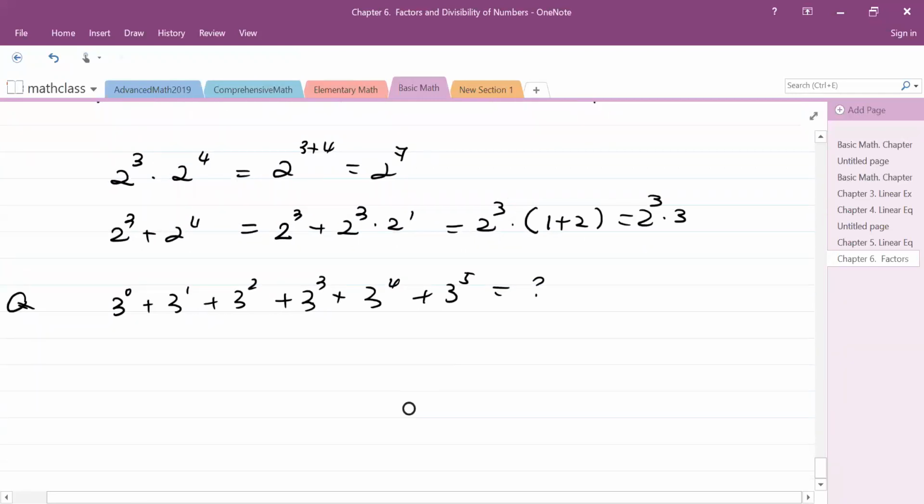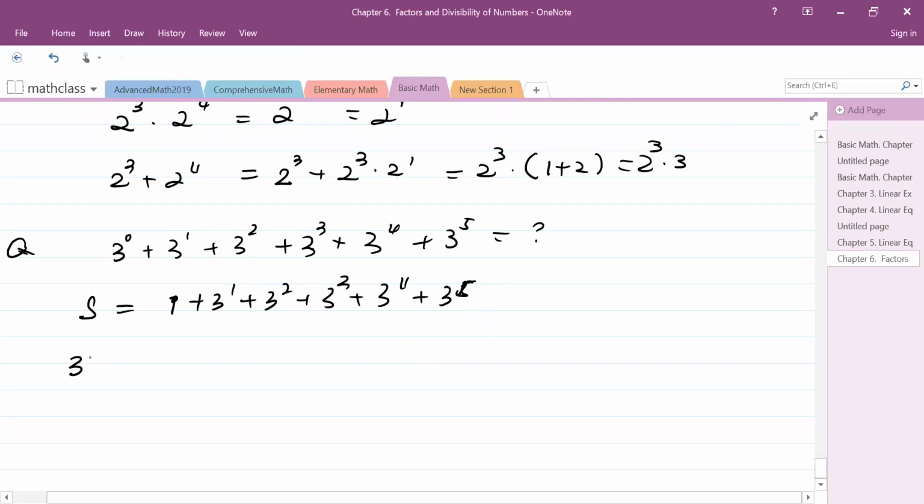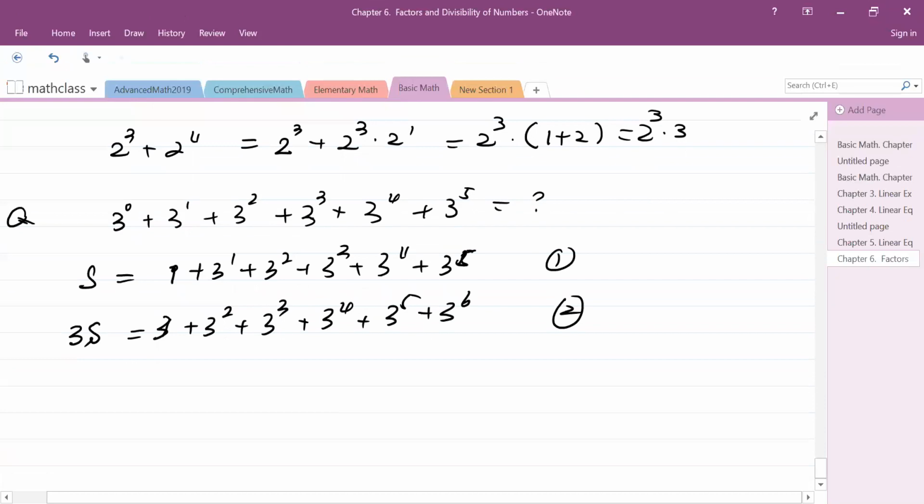So you let S be 1 plus 3 and so on, right? We repeat the same idea. How do I do that? I have to multiply by 3 instead of 2. Because I need 3 times 1 is 3. 3 squared, 3 cubed, 3 to the 4th power, 3 to the 5th, 3 to the 6th. Yeah, I multiplied, not added. I multiply each term by 3.